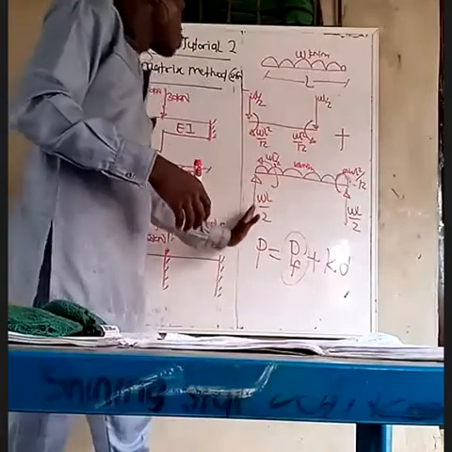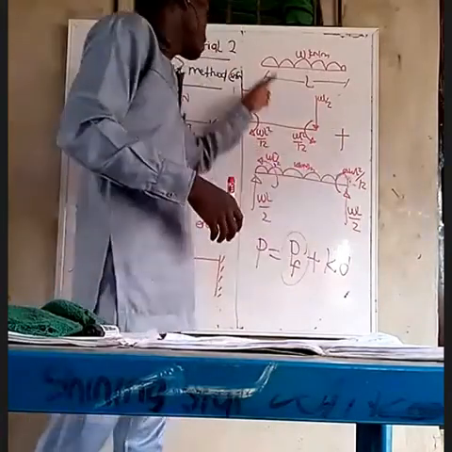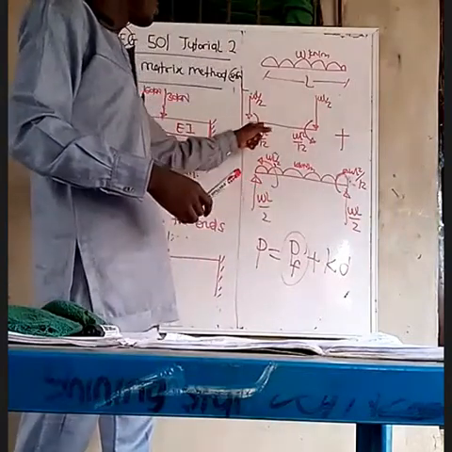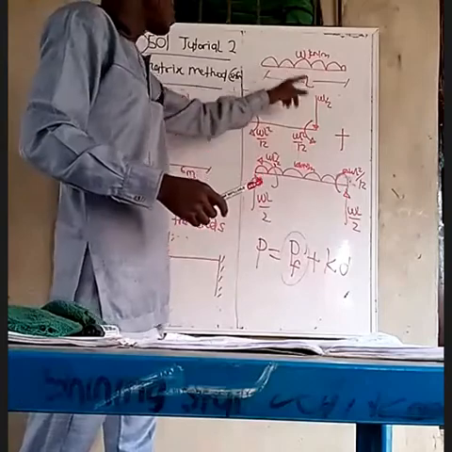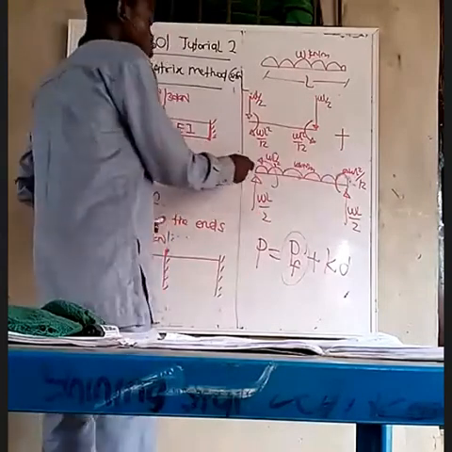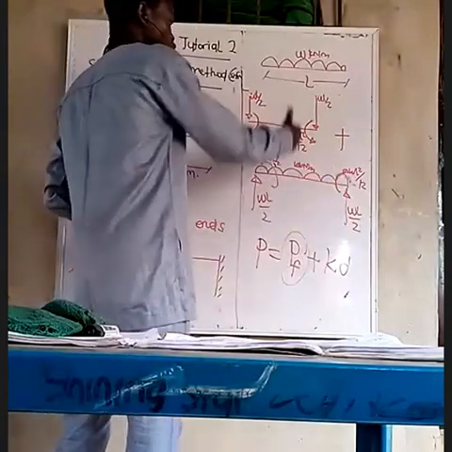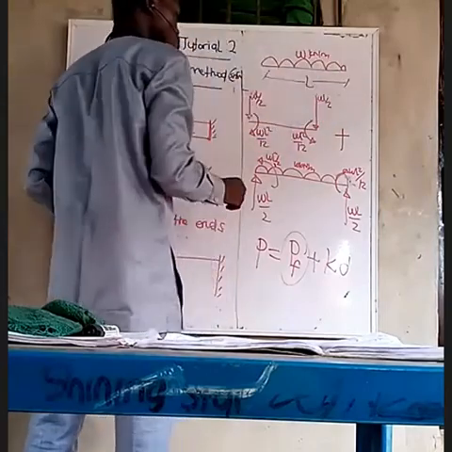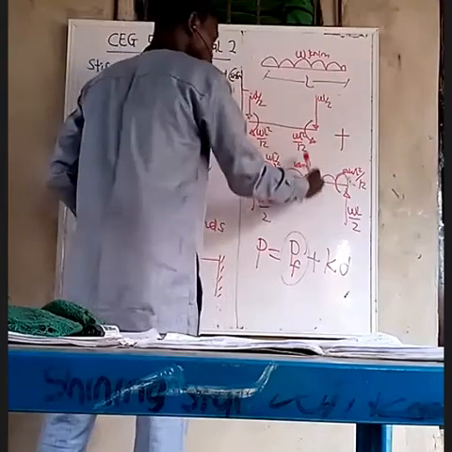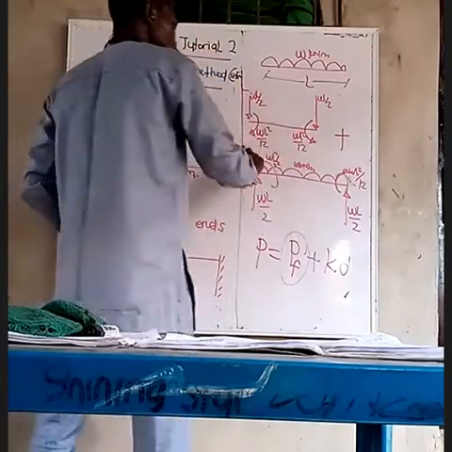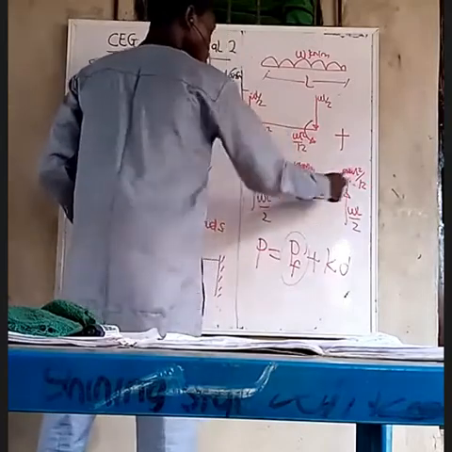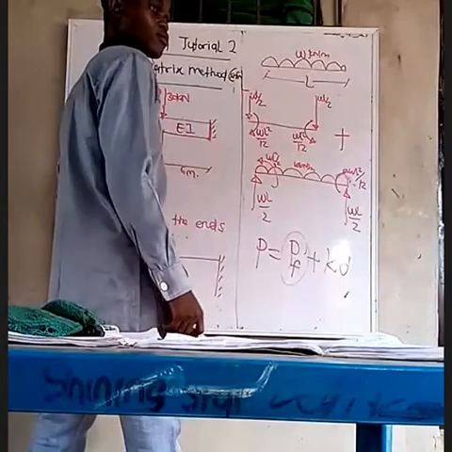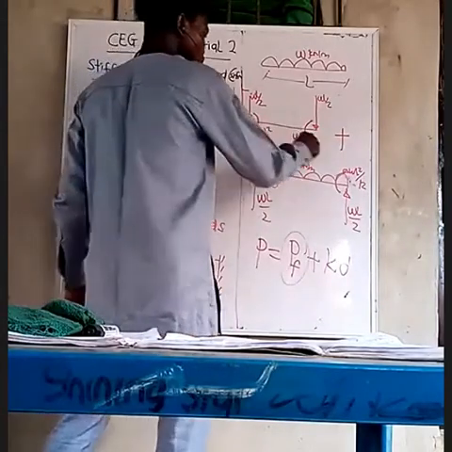So now, if we assume that and we have WL over 2, then WL over 2 acting up has nullified each other that way. And then we have a fixed end moment, WL squared over 12, due to this UDL, WL squared over 12. So this one also, if we add both of them together, it's still resulting back into this UDL. So why then do we have to split this? The reason we split this is because we need this fixed end moment for this equation.